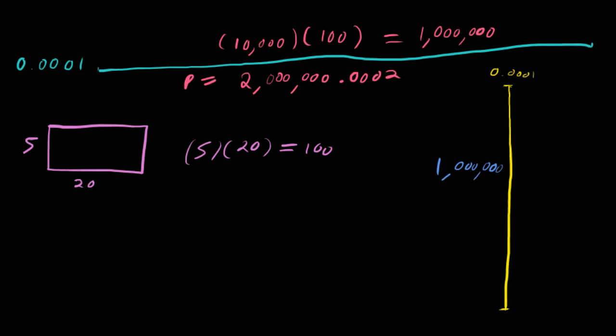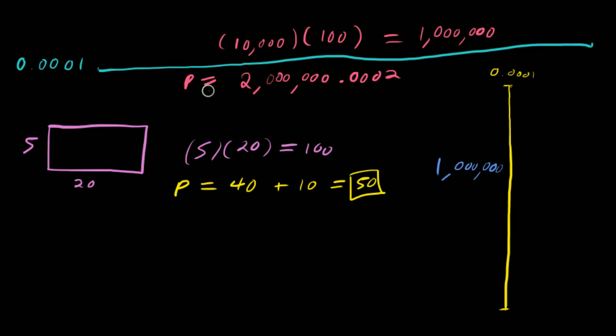And what's the perimeter of this going to be? Well, it's going to be 20 times 2, because we have two sides of length 20, so it's going to be 40, plus two sides of length 5. So it's going to be 40 plus 10, or 50. And that's going to be between these two really big perimeters, right?